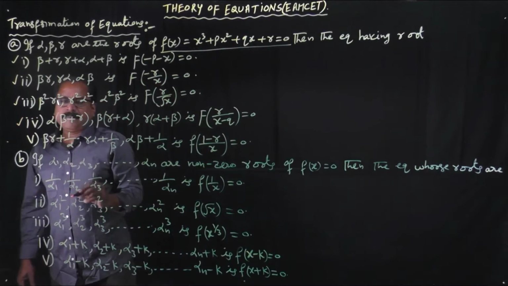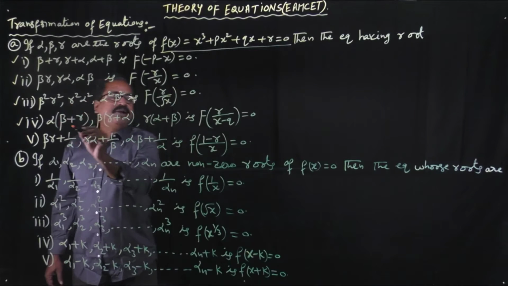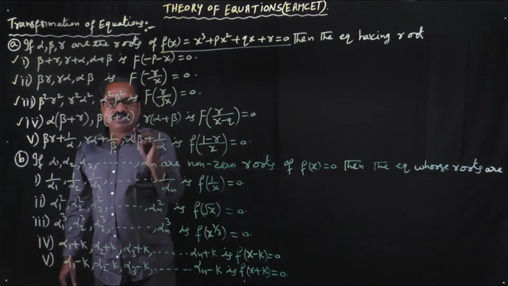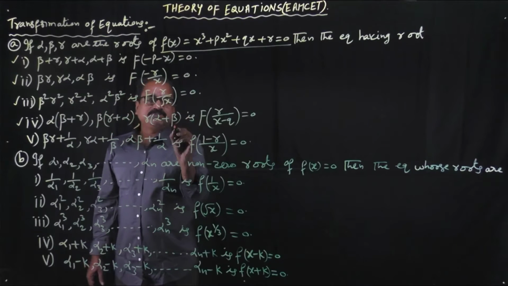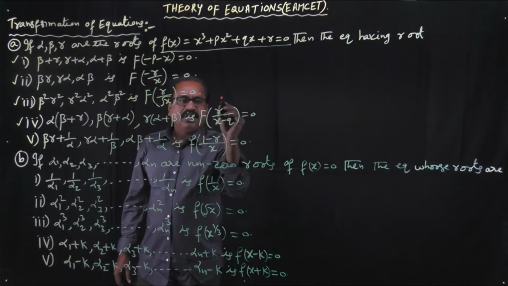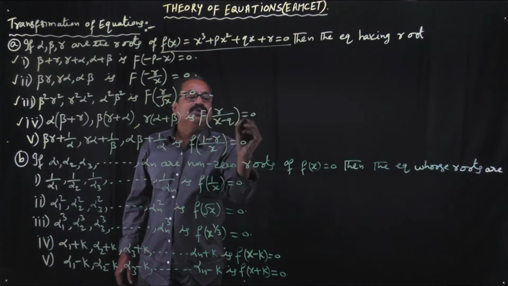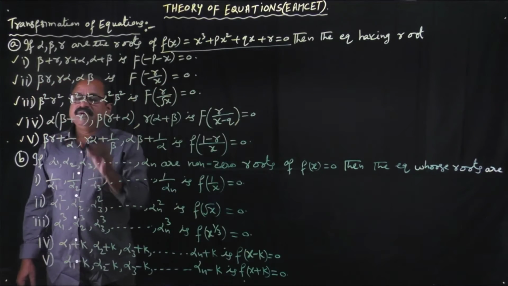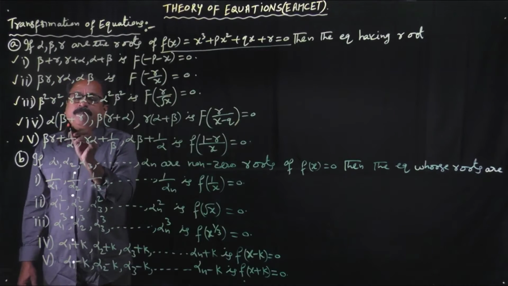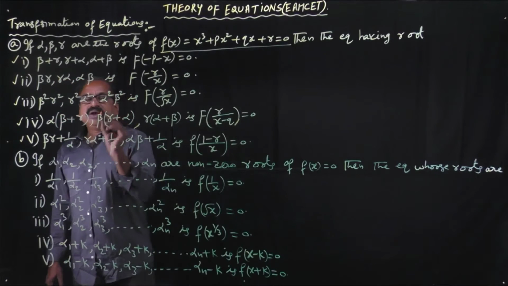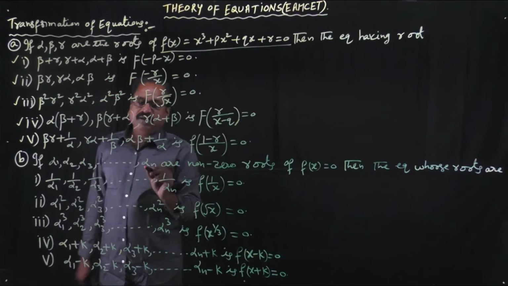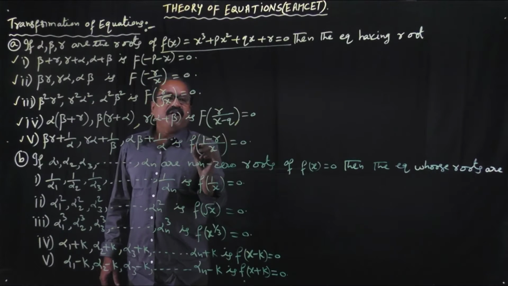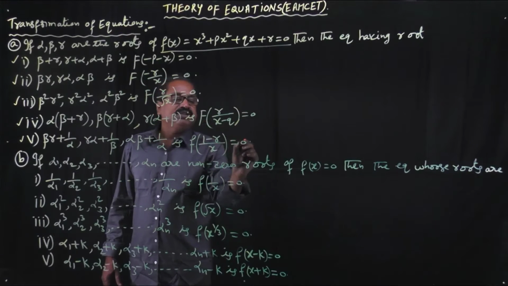Fourth one is the roots are alpha into beta plus gamma, beta into gamma plus alpha, gamma into alpha plus beta is f of gamma by x minus q is equal to 0. Fifth one is the roots are beta gamma plus 1 by alpha, gamma alpha plus 1 by beta, alpha beta plus 1 by alpha is f of 1 minus gamma by x is equal to 0.